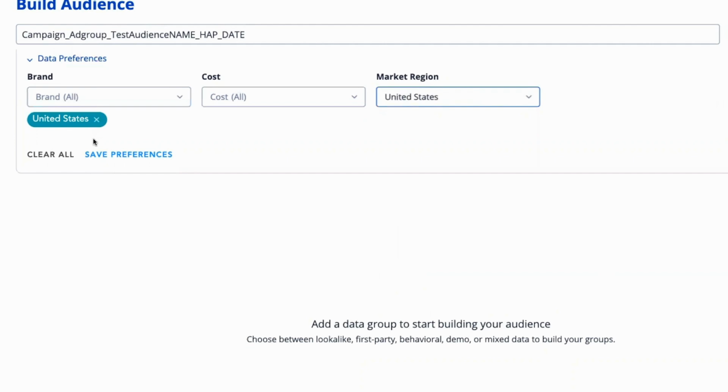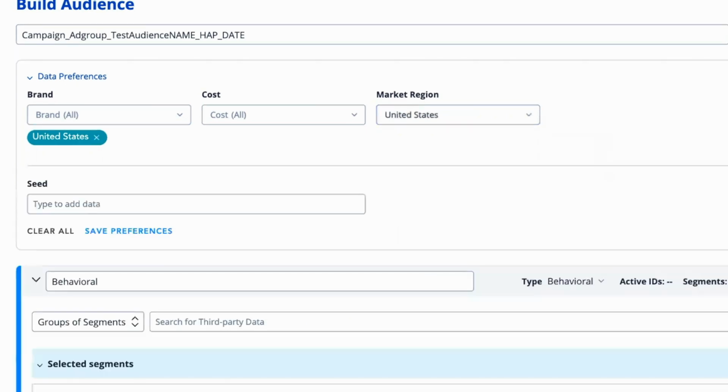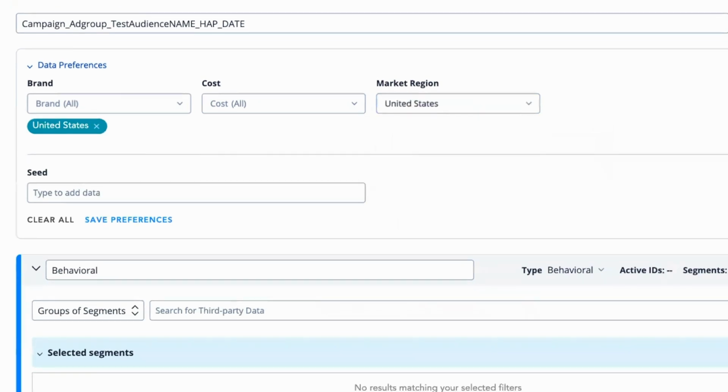And so when you're in here, you want to add data group, or well, in this particular DSP, some of us are going to recognize it. It gives you the opportunity to use first-party data, retail media, behavioral. This is specific and this is an example for third-party audiences. So I'm going to go ahead and click on behavioral. Okay. So I'm going to scroll down a tiny bit.